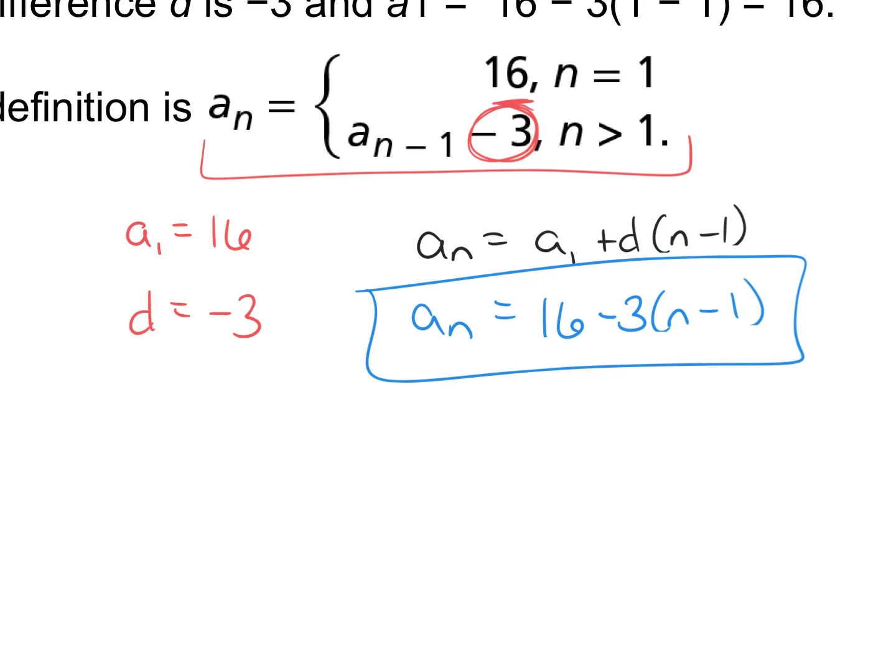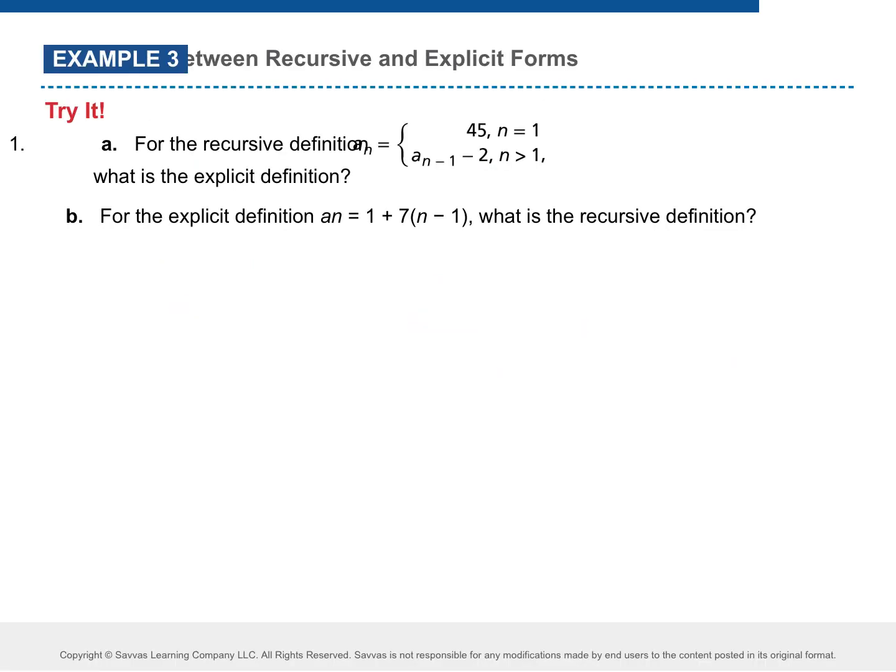Okay? On this one, this is your example 3. I want you to do part A. It wants you to go from the recursive and write the explicit definition, like we just did. Okay, and then part B, it wants you to go from the explicit to the recursive. Let's go over these here. On A, it gives you the recursive. I want to go to the explicit. On A, what is my A1? 45. What is the common difference? Negative 2.